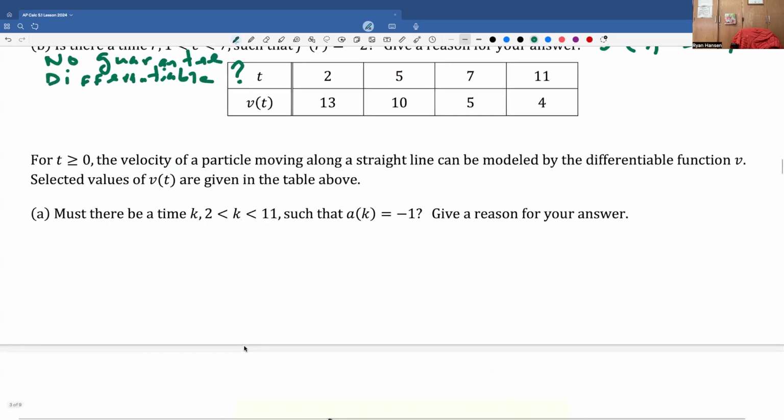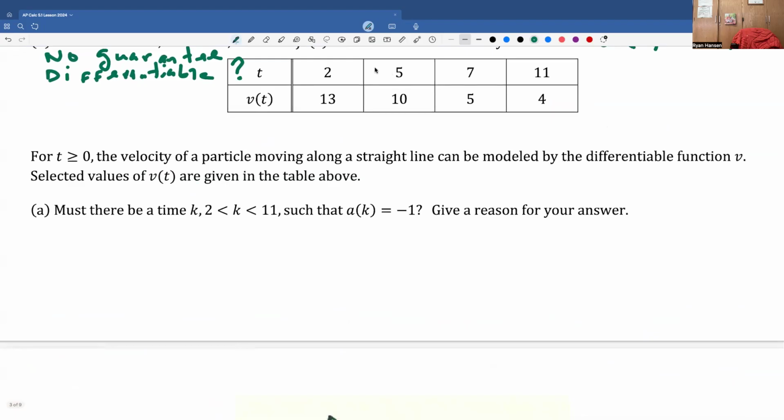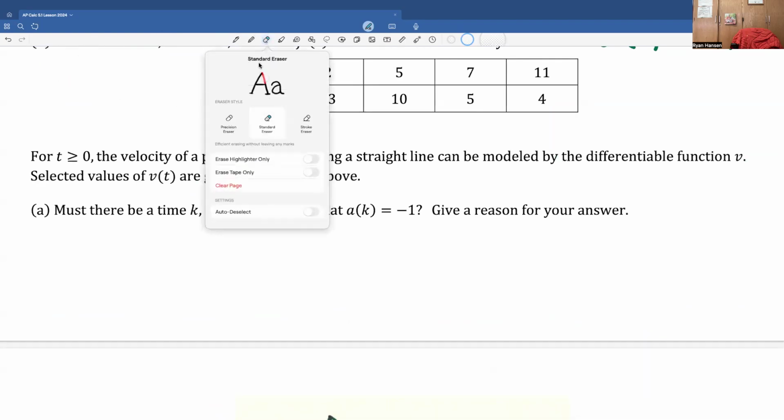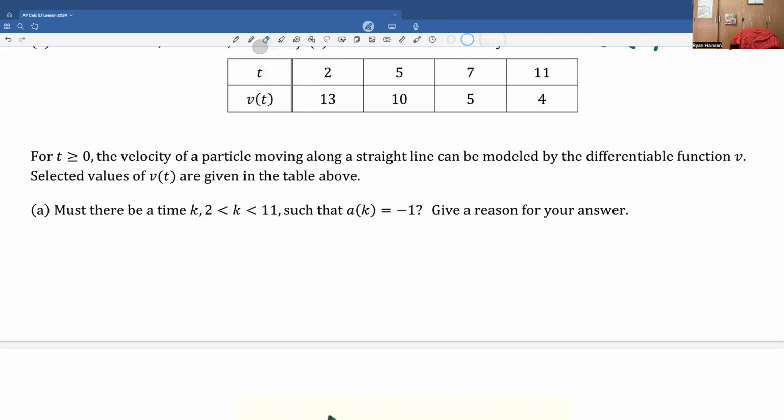All right. Now we're using this table. This is a brand new problem. Okay. In this problem, what do they tell us? What are we looking at? It's a table of time versus velocity. It's time on the x and velocity on the y. Okay, got that? For times greater than or equal to 0, the velocity of a particle moving along a straight line can be modeled by the differentiable function. Okay, now we're talking.